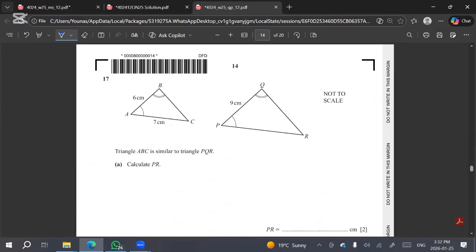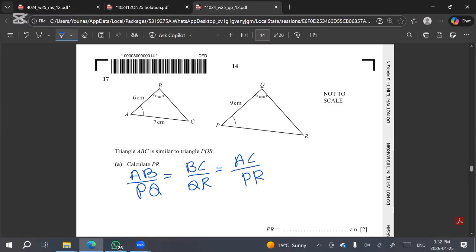He says the triangle ABC is similar to the triangle PQR. Calculate the PR. Okay, so very simple from the name, because he said that these two triangles are similar to each other. From the name, I can write it. Whatever is the ratio of the AB with the PQ, same is the ratio with the BC and QR. Same is the ratio of the AC with the PR.